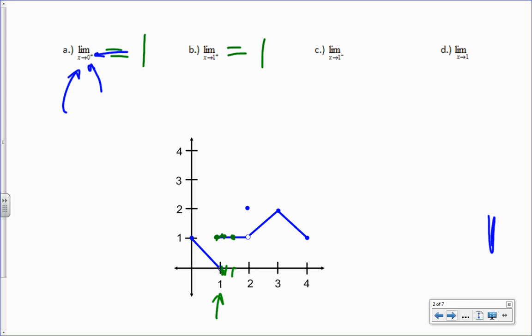Is letter C asking the same question? Is it very close to the same question? Except now it wants to know the limit as x approaches 1 from the left. So choose something to the left of it. We know it's the left because of the little negative symbol, right? That's the negative end of things, the left-hand side. So choose something to the left.